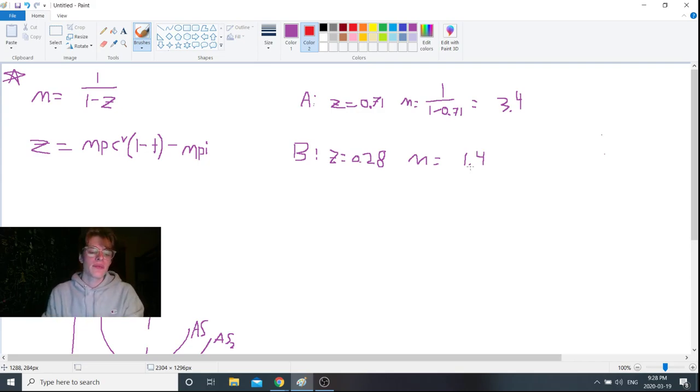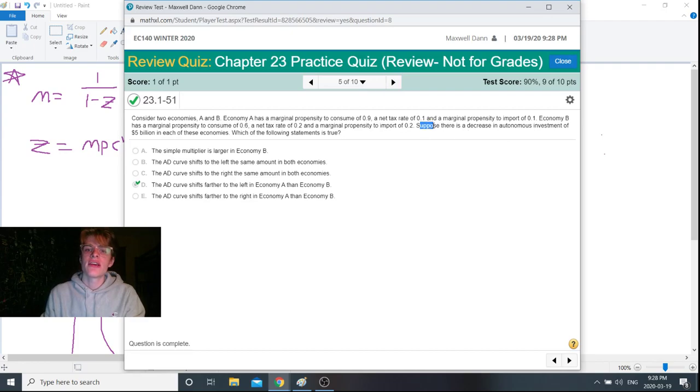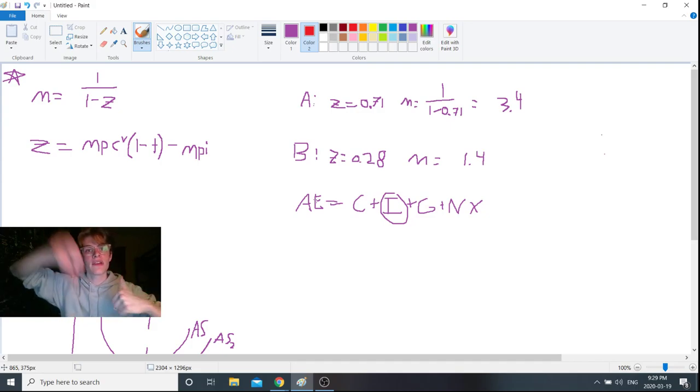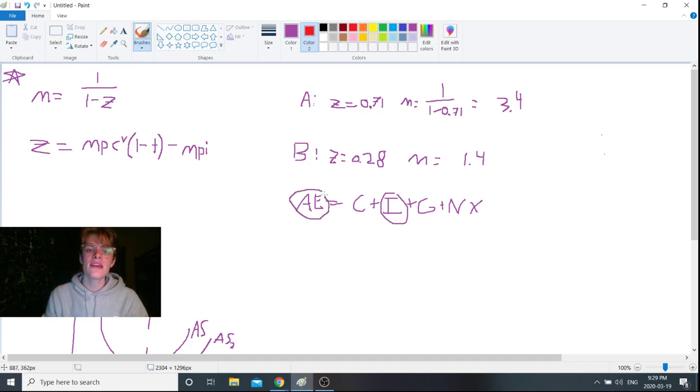And the second part of the question says, suppose there is a decrease in autonomous investment. So we know what our AE formula is. It's C plus I plus G plus NX. So if our I goes down, notice this is a plus. That means that these two things are positively related. So if one goes up, the other goes up, and if the other goes down, this one goes down too. So if our I goes down, our AE goes down.